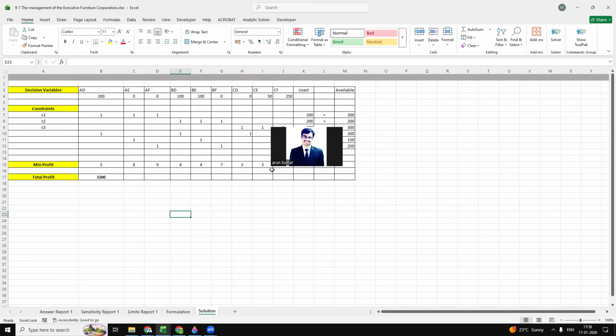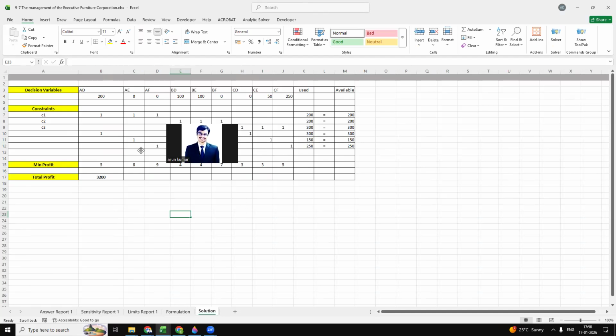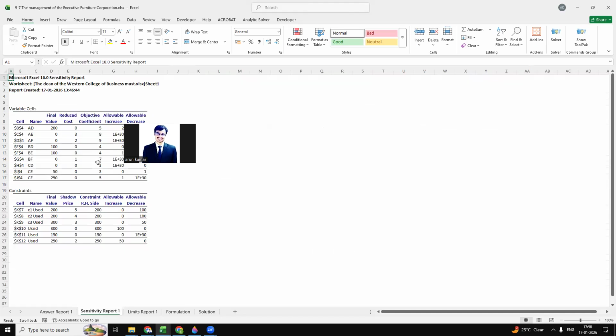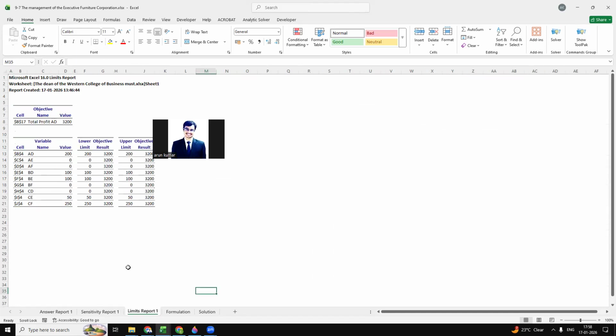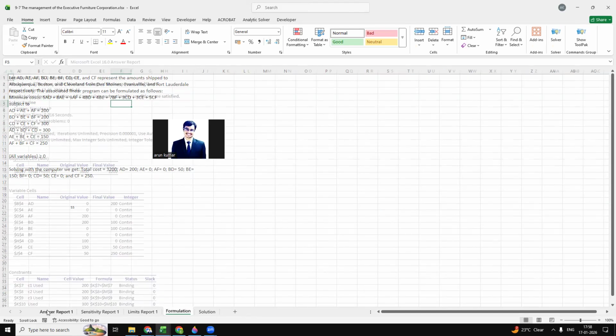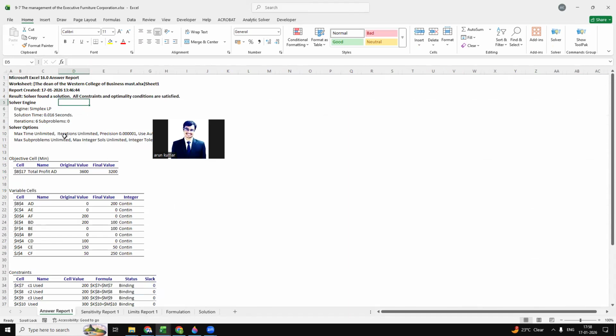Now this one is our solution. These are all the decision variables, and the solution is 3200, which is the total cost. Then this one is the sensitivity report, which I got using Excel Solver, this one is the limits report, this one is the formulation, and this one is the answer report.